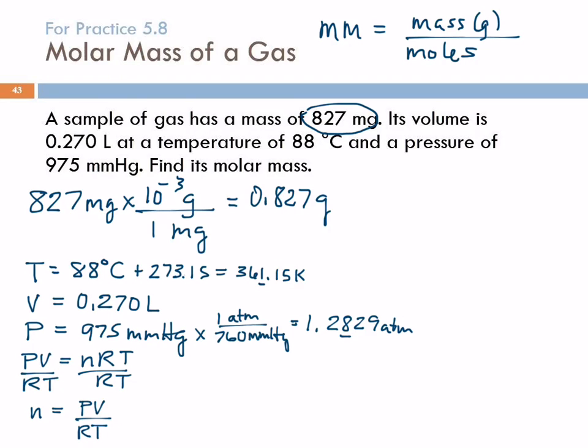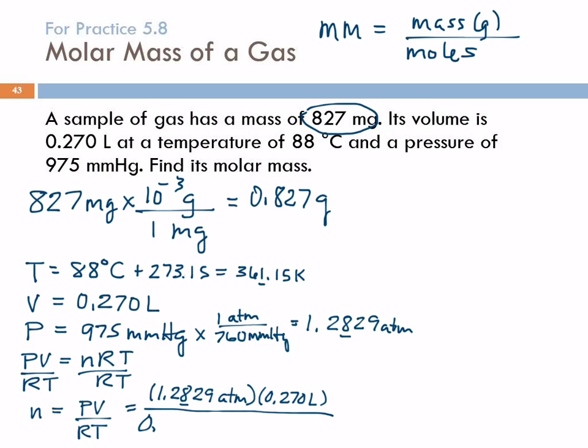So I've got temperature in Kelvin, I've got volume in liters, I've got pressure in atmospheres. So I can plug them into my equation down here. So the pressure, 1.2829 atmospheres. Again, I'm underlining the last significant figure just to keep track, and I'm carrying 2 extra digits to avoid rounding errors. The volume is 0.270 liters.